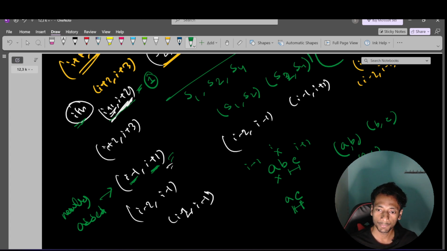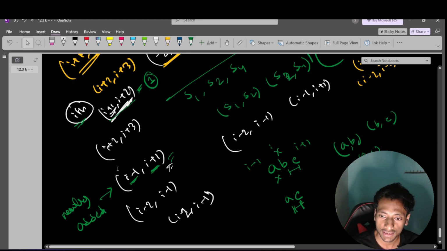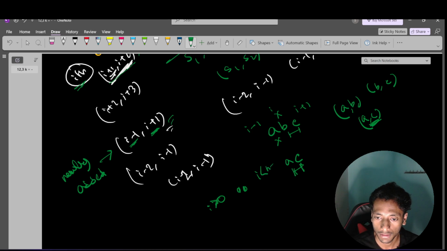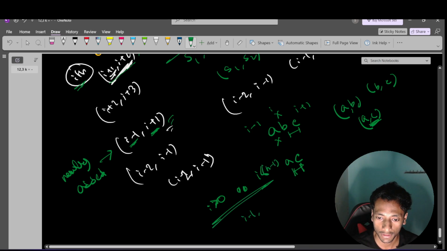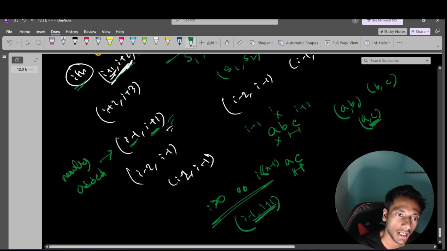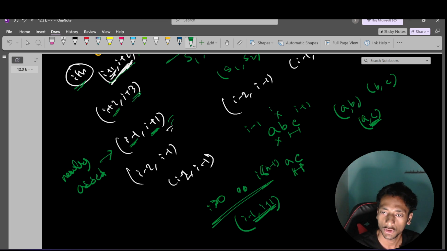So when will it be created? When we have some element on the left side and some element on the right side. So I greater than 0 and I less than n minus 1, right? Then only it will be created, the pair I minus 1 and I plus 1. Clear? Else, another pair I plus 2 comma I plus 3 will always be present.